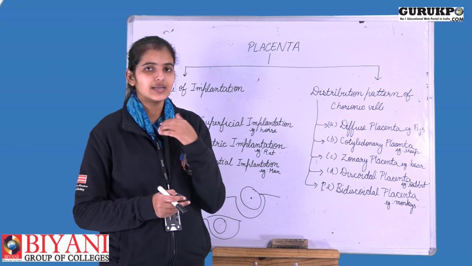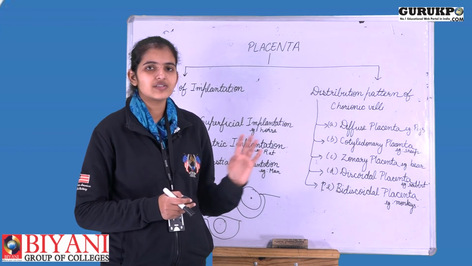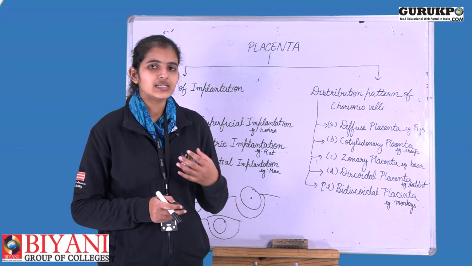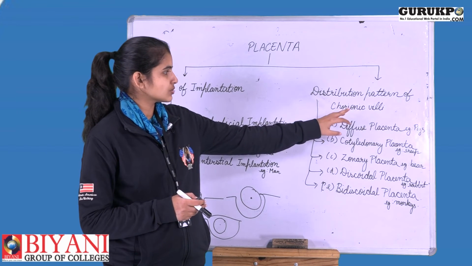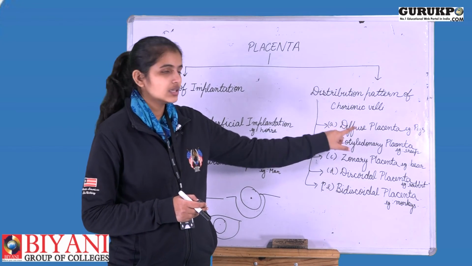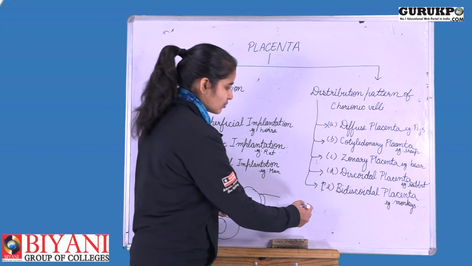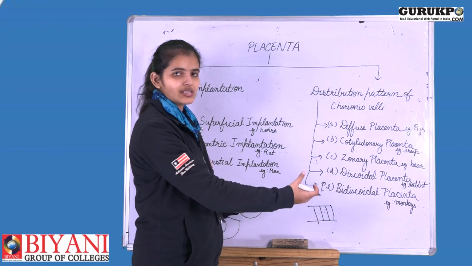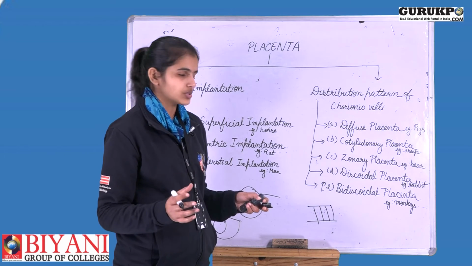So villi are basically projections. These villi are distributed differently, and on the basis of these distributions, the placenta is classified. Number one, we have diffused placenta. In diffused placenta, the chorionic villi are distributed evenly like this. Everywhere the chorionic villi are present. There is no specific distribution of these villi, they are diffused.